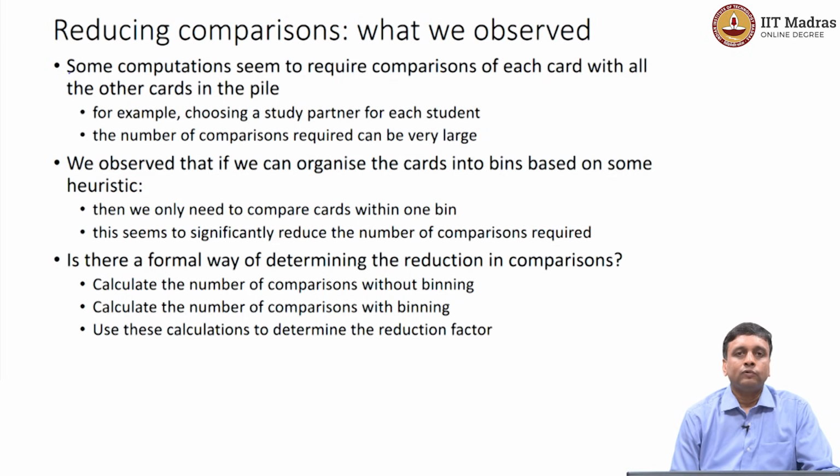So then what we did was we grouped them. For instance, in the birthday case, we said that we can first group them by the month, and then we know that if two children have the same birthday, they must be in the same month. So we only need to compare across cards from the same month. This bin of January will be different from the bin of February and so on. So we never need to compare cards across bins.